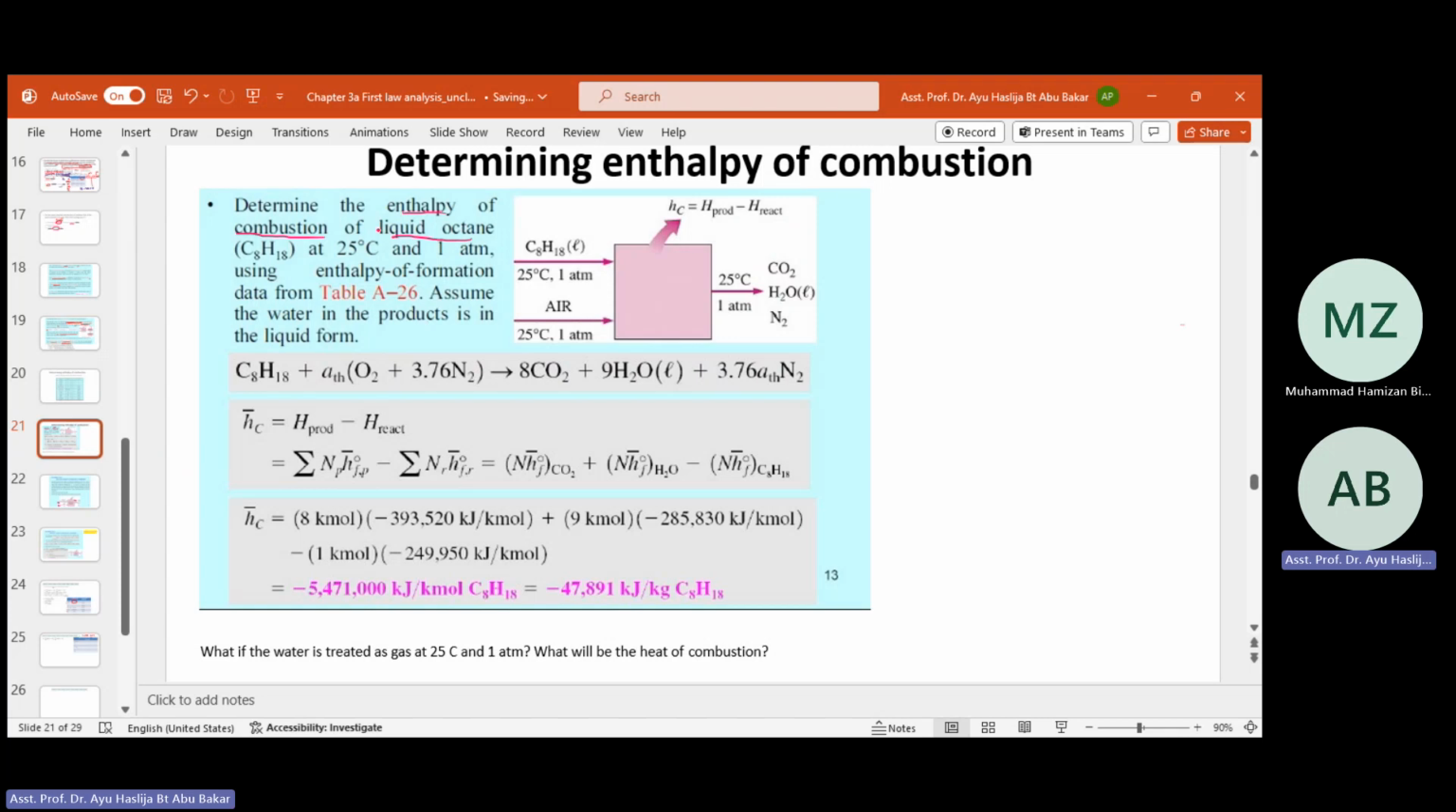Okay, phase dia pun penting, liquid or vapor. So at 25 degrees C, 1 atm, using the table A26. Assume water in the product is in liquid form. So water dekat sini, dia dah mention liquid form. So dalam table, you should refer to liquid properties.